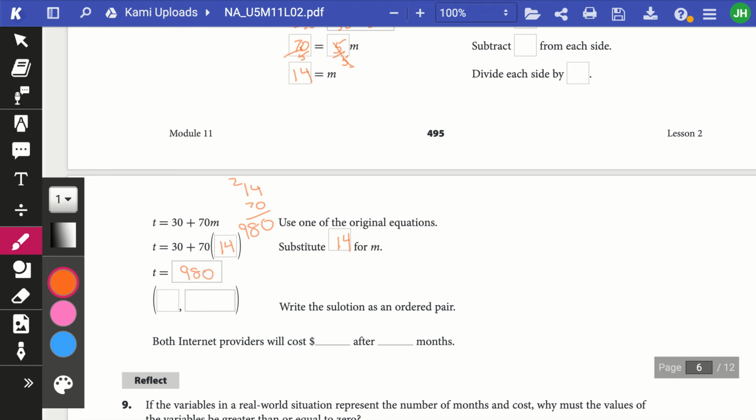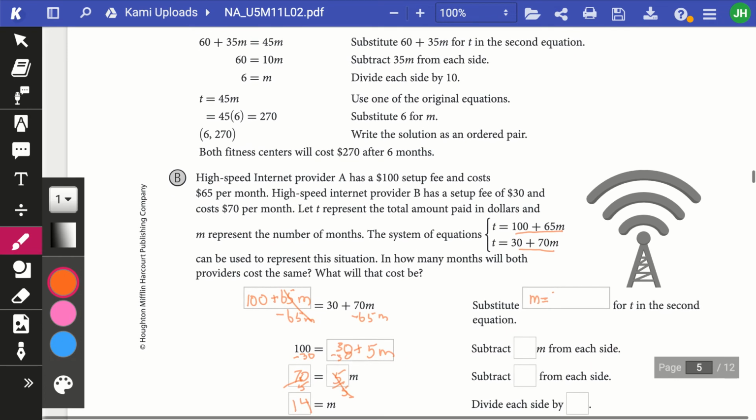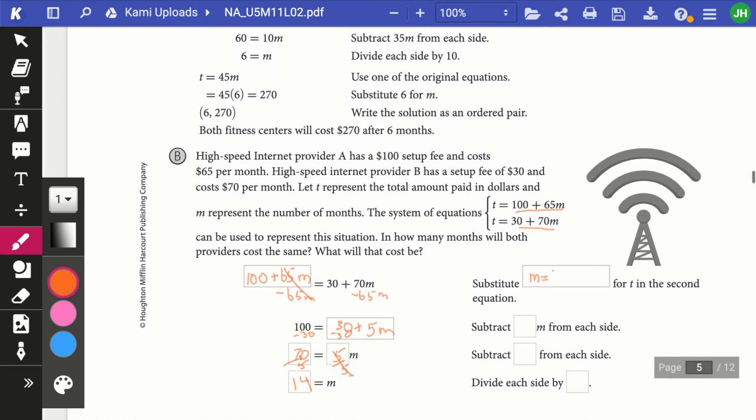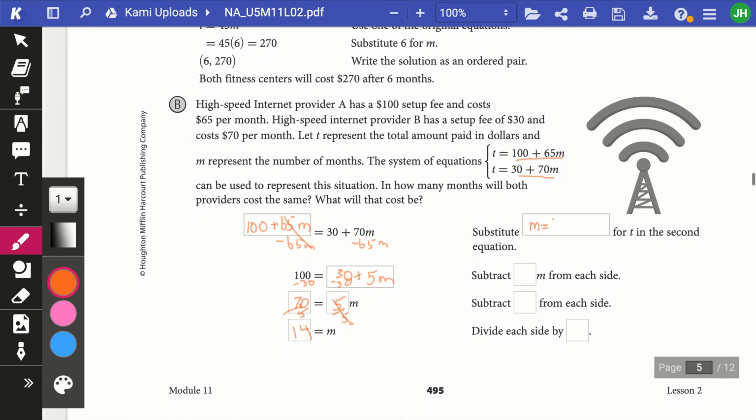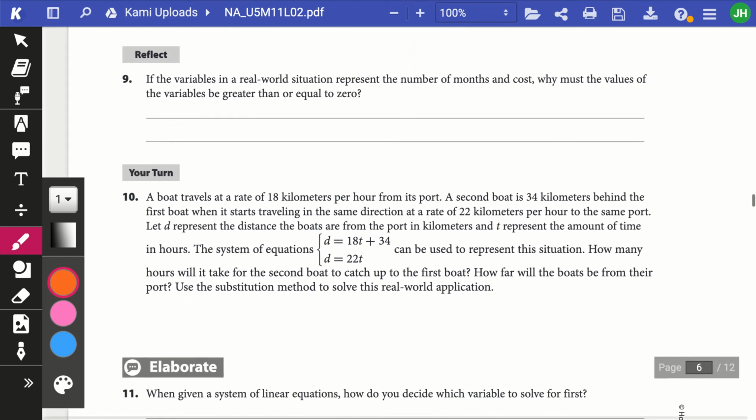So the ordered pair is, T is the amount paid in dollars, M represents the number of months. So we have 14 months, $980. Both internet providers will cost $980 after 14 months. So that's how you are going to do your homework.